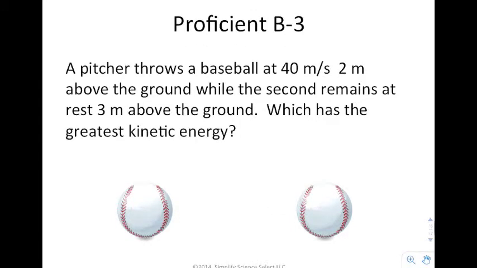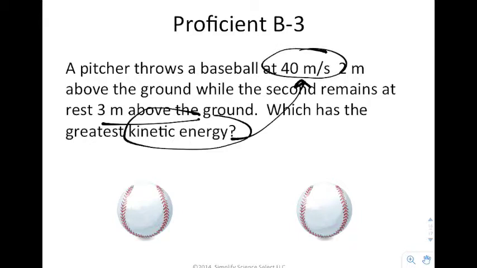And this one, it says a pitcher throws a baseball at 40 meters per second, 2 meters above the ground, while the second remains at rest 3 meters above the ground. Which one has the greatest kinetic energy? Well, remember, kinetic energy is related to how fast the ball is moving. So while this one is at rest, it has zero kinetic energy. So this one right here, even though it's going to have quite a bit of kinetic energy, if it's moving at all, will have more kinetic energy than the second. So because of that, we can say the ball moving at 40 meters per second is going to have more kinetic energy.